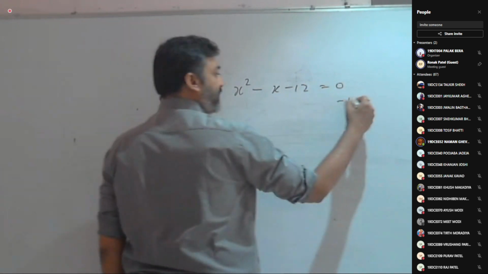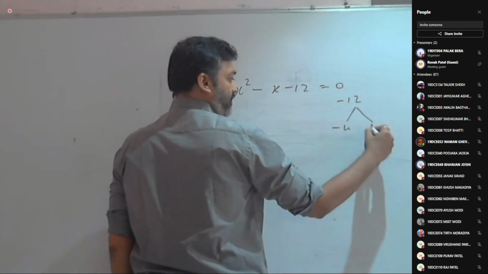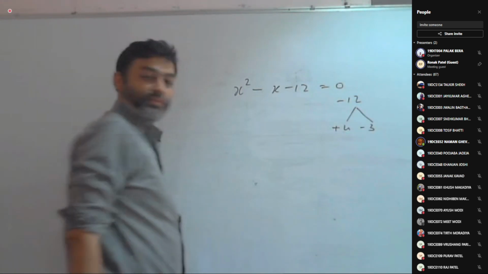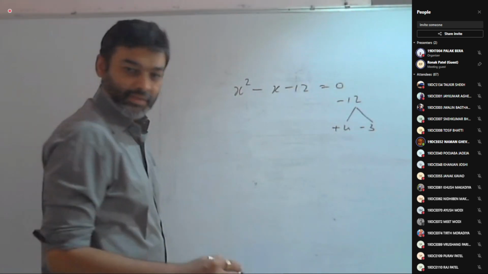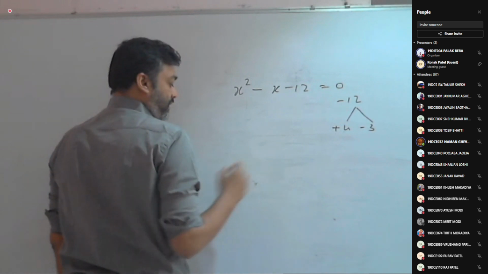So you must have done it like this, right? Minus 4 plus 3, and change the sign. Yes, sir. So it's 4 and minus 3. Hope everybody knows this thing, right? I'll add something to this. Let me start with this one.